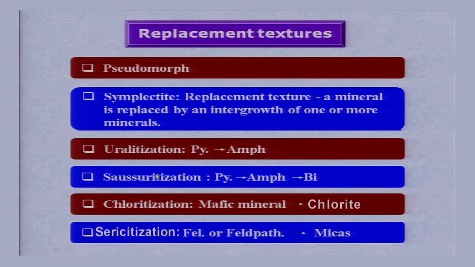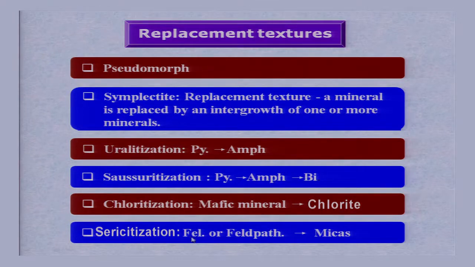Similarly, saussuritization: when pyroxene is converted into amphibole, or amphibole is further converted into biotite, there is further addition of OH molecules. As a result, biotite is formed and further it forms clay minerals. Chloritization: a mafic mineral, for example augite, changes into chlorite because of the process of chloritization. Sericitization is another process.